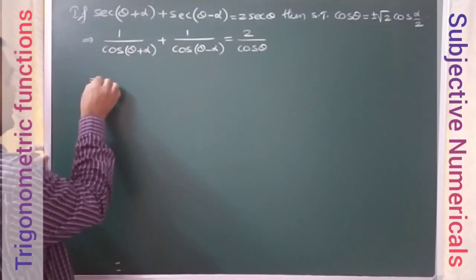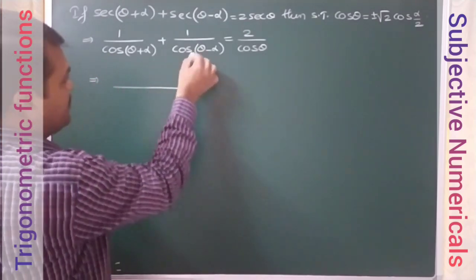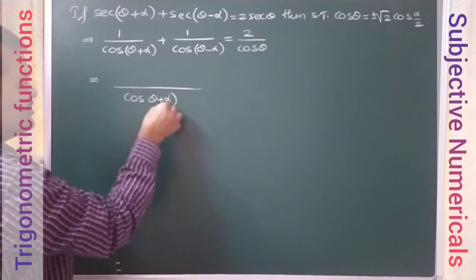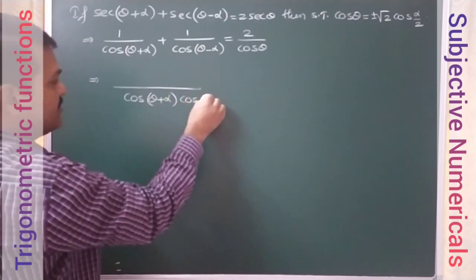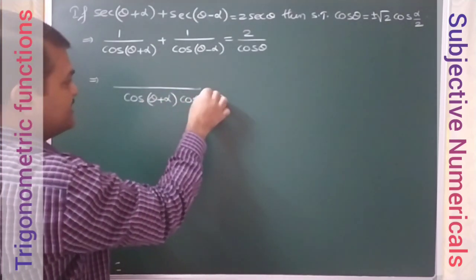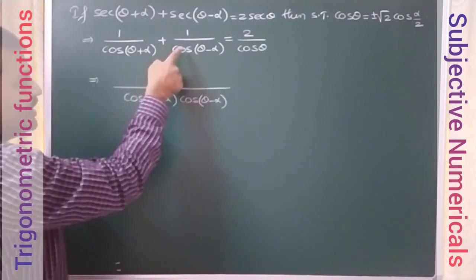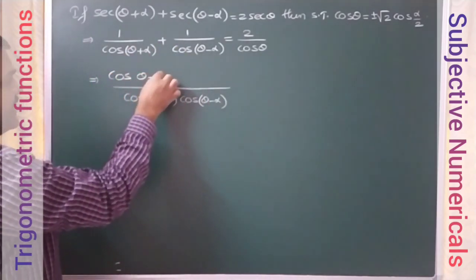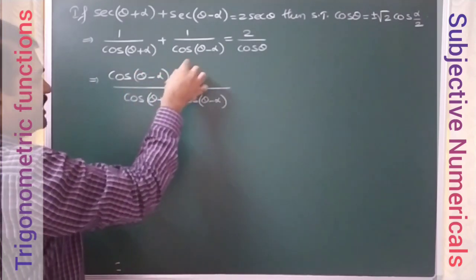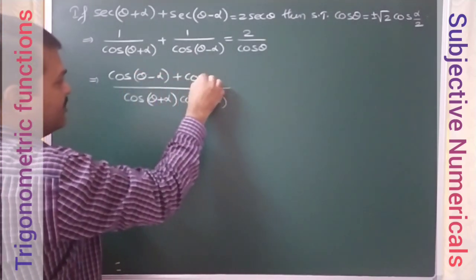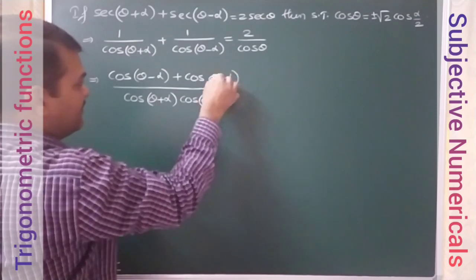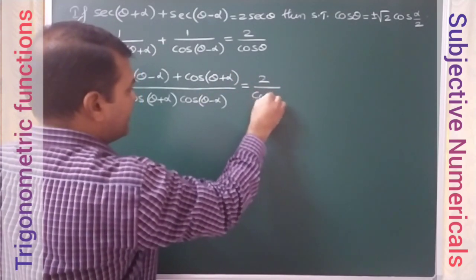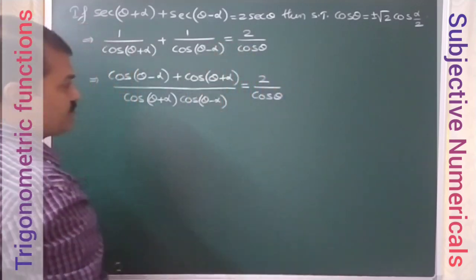Now take LCM here. On the LHS, cos of (theta plus alpha) times cos of (theta minus alpha) is the LCM. In the first term we will get cos of (theta minus alpha), and in the second term we will get cos of (theta plus alpha). So this is equal to, we will keep the RHS as it is.